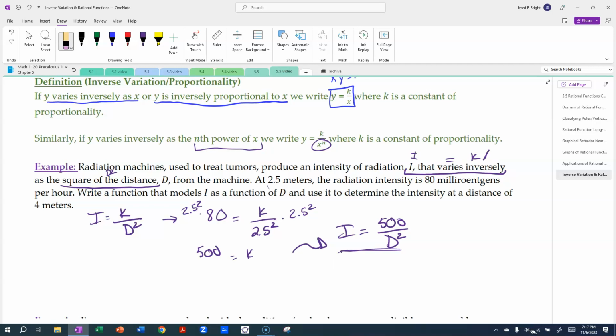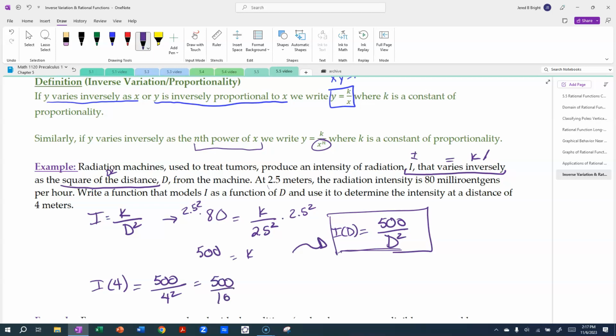Last part: it says write a function that models I as a function of d. I did that. And then use it to determine the intensity at a distance of 4 meters. So this is formally I as a function of distance. I at 4 meters would be 500 divided by 4 squared. I'm just going to leave that as 500 over 16, which can probably reduce. It does not divide evenly, but if you need to put it in decimal form, you get 31.25 milliroentgens.